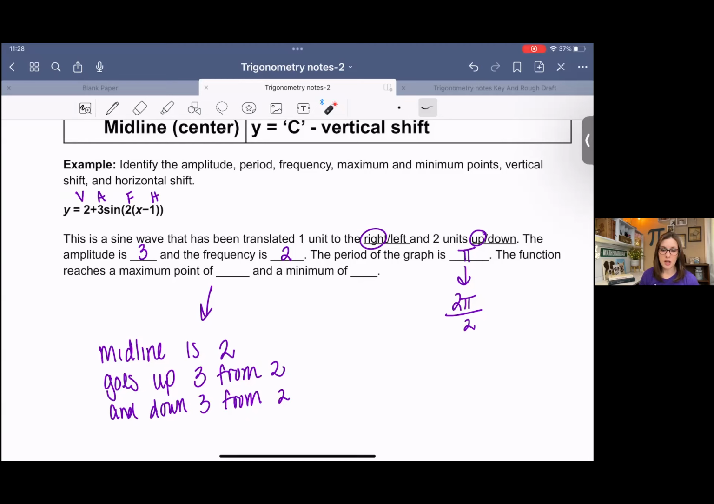The function reaches a maximum point. Okay, this is something we haven't necessarily talked about, but if you know about each piece, then you can figure this out. The midline, the center, is at 2. And then the amplitude is 3. So if it goes 3 higher than that, then that puts us at a maximum point of 5. And then 3 lower than 2 puts us at a minimum point of -1. And that is all the pieces to the transformation on this function.